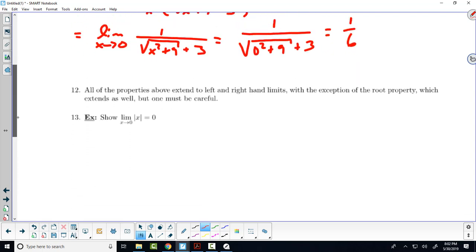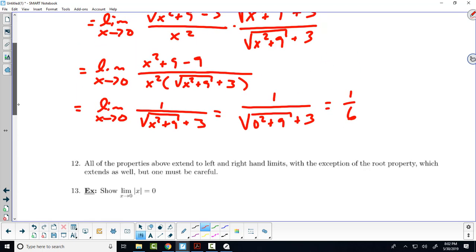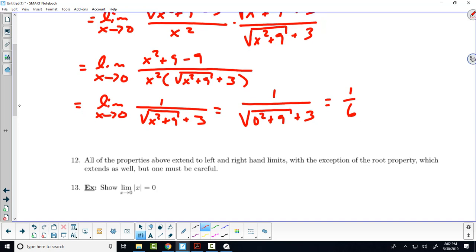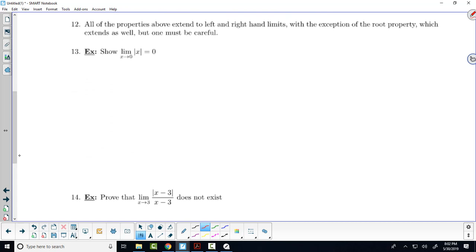All of the above properties extend to left and right hand limits. So specifically, the direct substitution properties apply to left and right hand limits, and all of the properties that you'll watch in the video. Okay? So, I now want to find the limit as x approaches 0 of the absolute value of x.